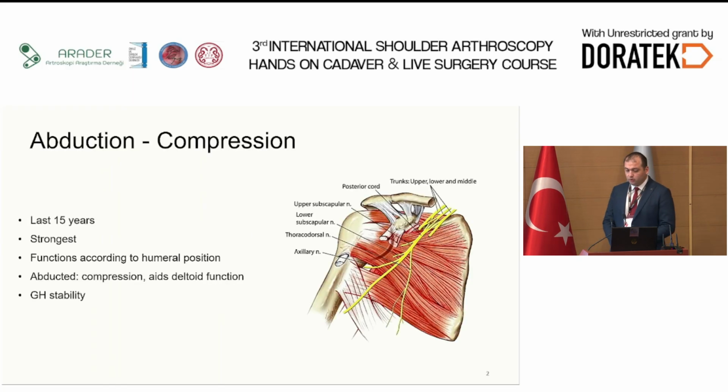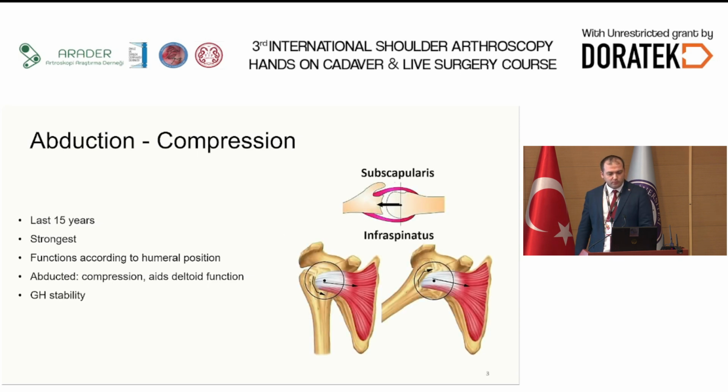Recognition of the subscapularis tears and definition of the repair advanced with arthroscopic techniques, and most of the data we have is from the last 15 or 20 years. Subscapularis originates by covering almost the entire anterior surface of the scapula, and it's the strongest cuff muscle, as we know, and its function depends on the position of the humerus.